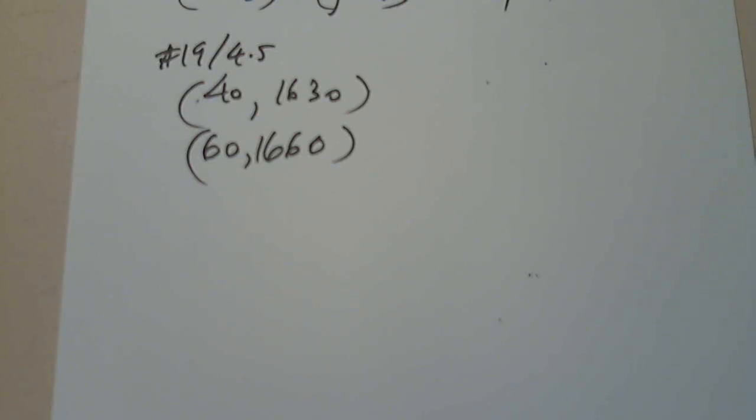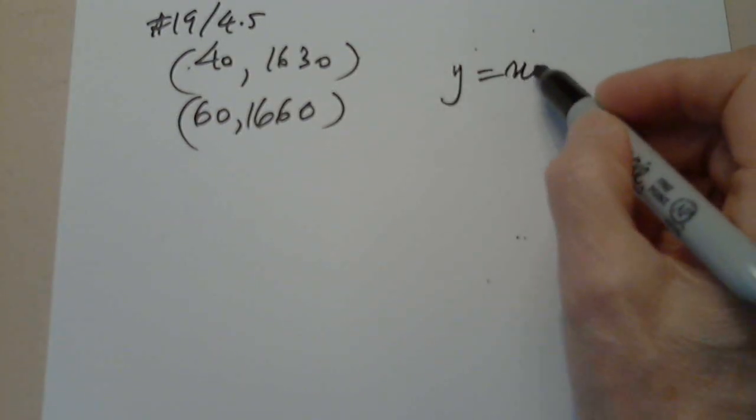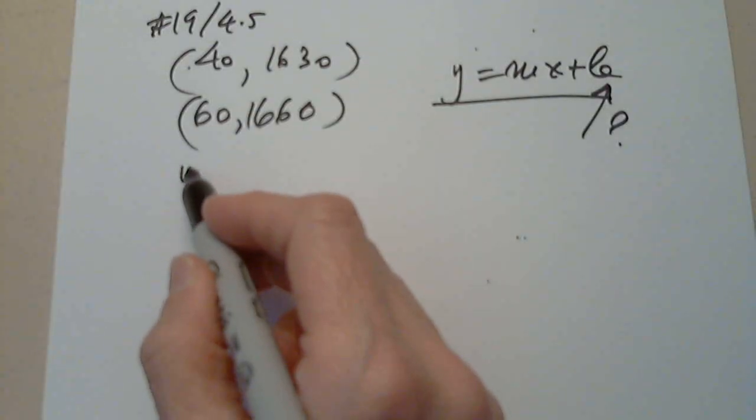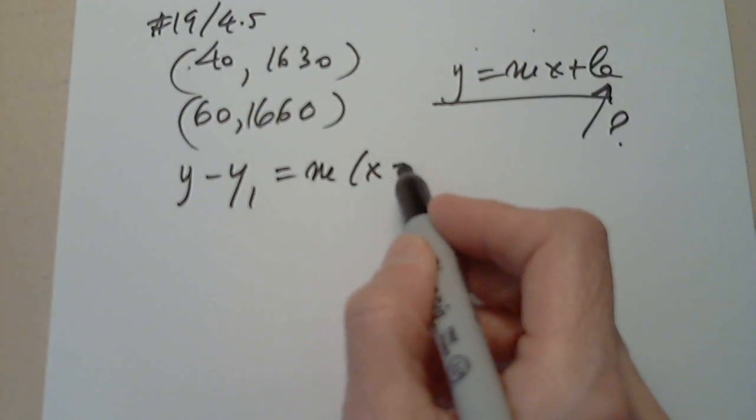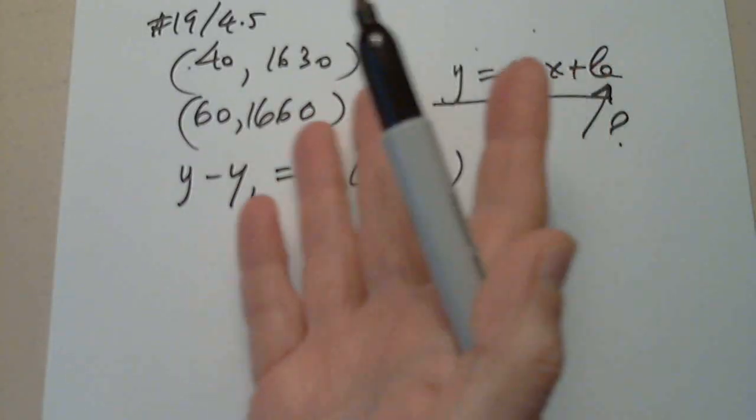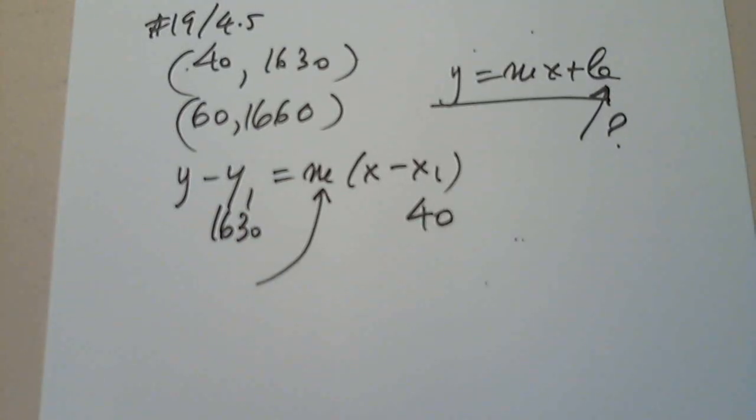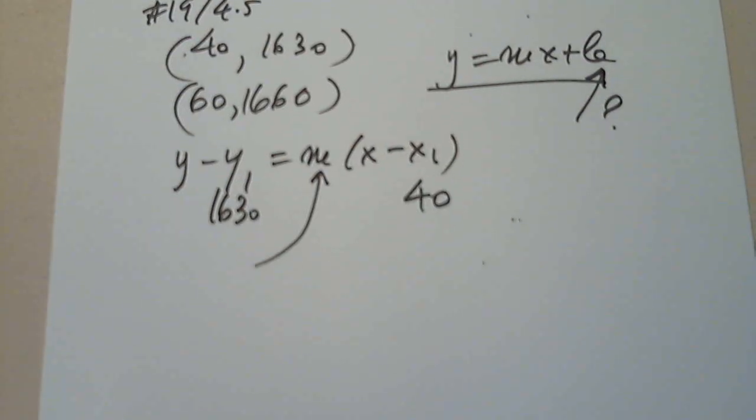Okay, part C. Find the linear equation in slope intercept form. Now they want us to solve for y. So what do I need to find first? I cannot right away write this equation because I don't have the b. So I have to use y minus y1 equals the slope times x minus x1, where I can use any point, let's say 40 and 1630. But now I have to find the slope. And I have two points. I can easily find the slope.